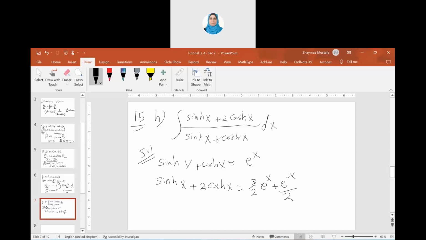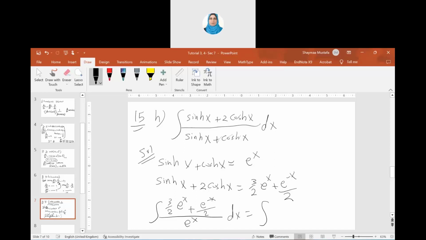This one. Using definition, use definition. Okay. So this one, integration, I will change it by using definition. The numerator here is 3 over 2 e to the power x plus e to the power minus x over 2, plus or over sine x plus cos x with e to the power x.